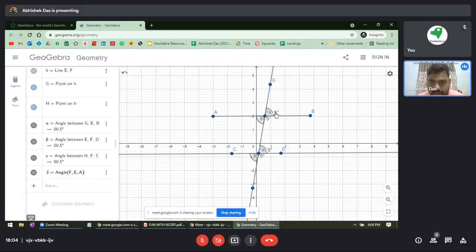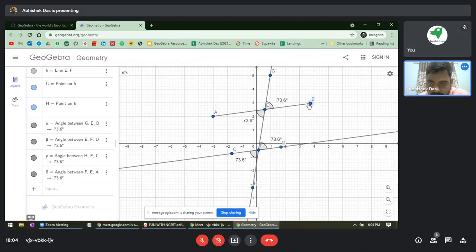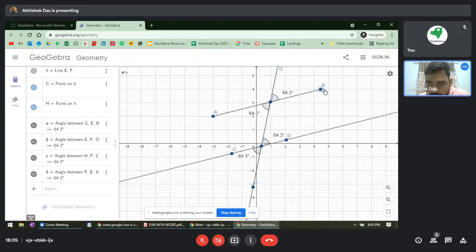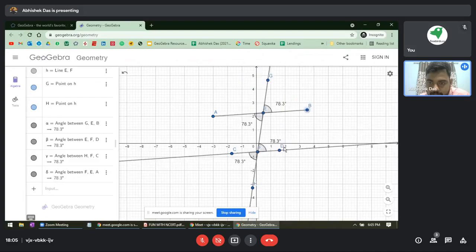Now let's look at the measure of each angle. All of them are 80.5 degrees. It was not 30.5, it's 80.5. My bad. Now you can see if I move around this point, the angles all remain the same every time. I can change around this transversal again. As you can see, the angles are all staying the same.